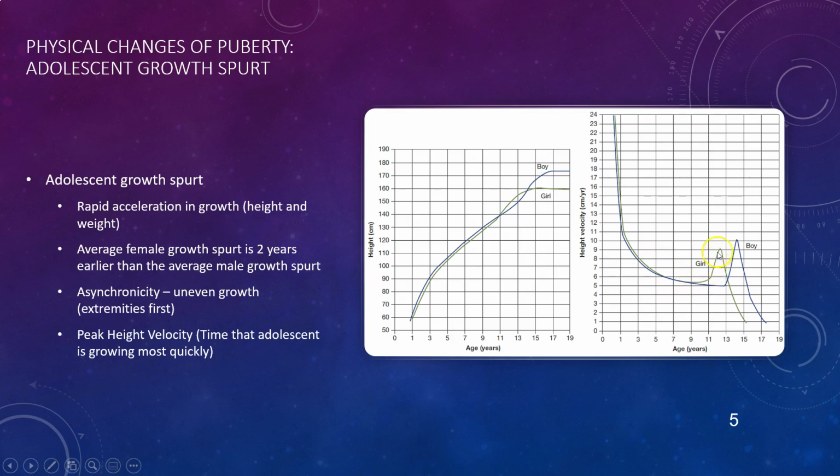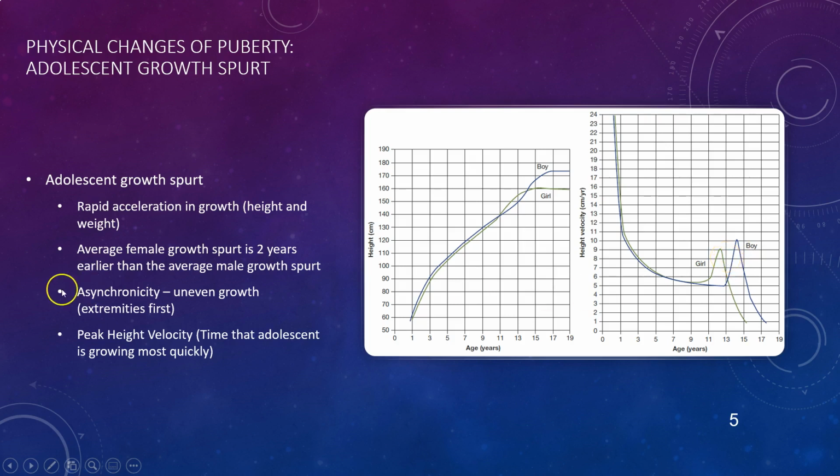And then at puberty, you get this peak again, which is what we call the adolescent growth spurt, where all of a sudden girls and boys are growing much more quickly than they have for many years. And you can also notice here that the average female growth spurt is about 2 years earlier than the average male growth spurt. So girls tend to get taller around 12-ish years old, although there's quite a bit of variability, and boys is more like 14 years old.